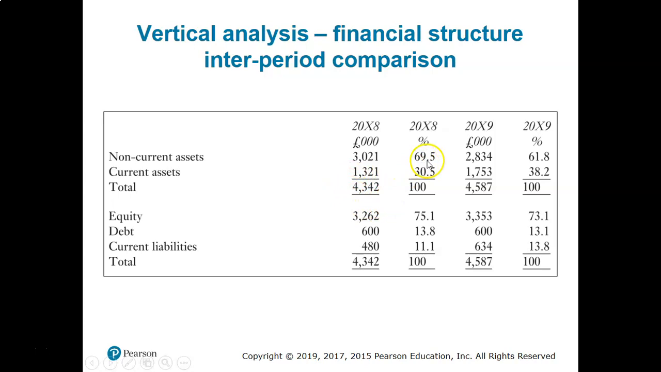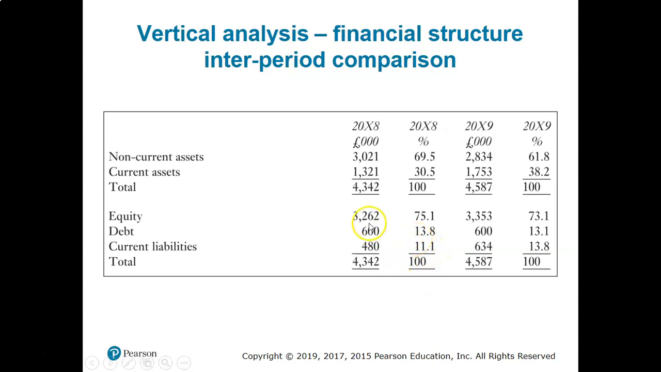So how did we get 69.5? 3,021 divided by 4,342 multiplied by 100. Then you will get 69.5. For current asset, 1,321 divided by 4,342 multiplied by 100. And then you'll get 30.5. The same way we have to calculate the percentages for liabilities, debt, and equities as well. So the total is obviously 100%.